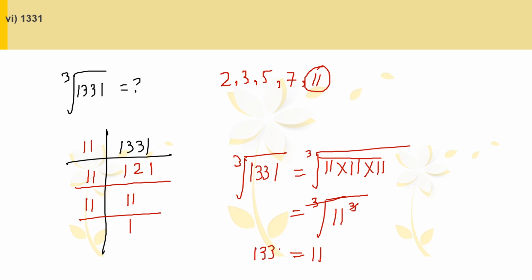That means the cube root of 1331 is 11, which means 11 multiplied by 11 multiplied by 11 is 1331. Coming to question number 2, this question is quite similar to question number 1, but here we have greater numbers.